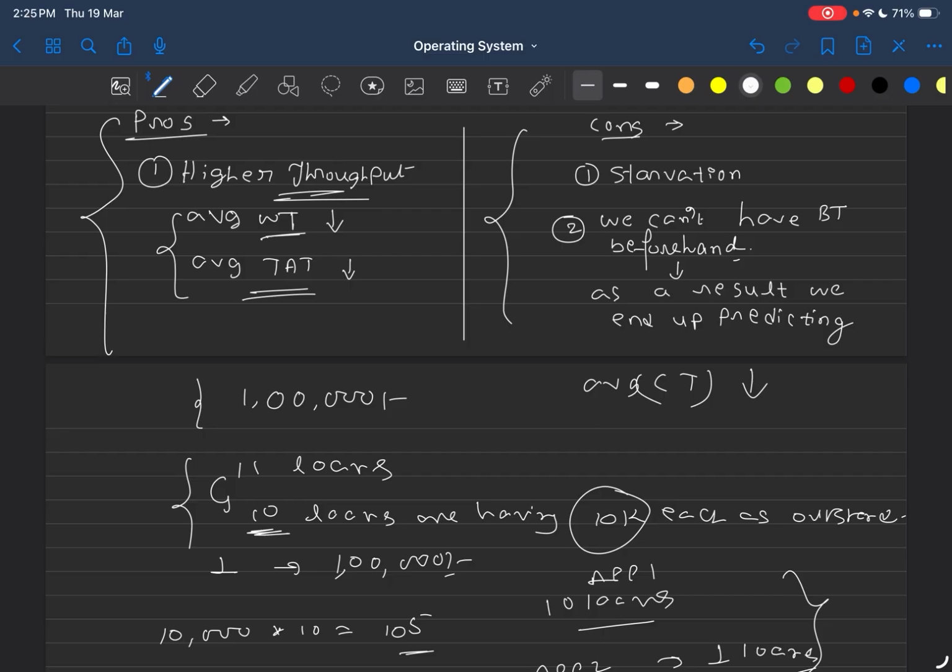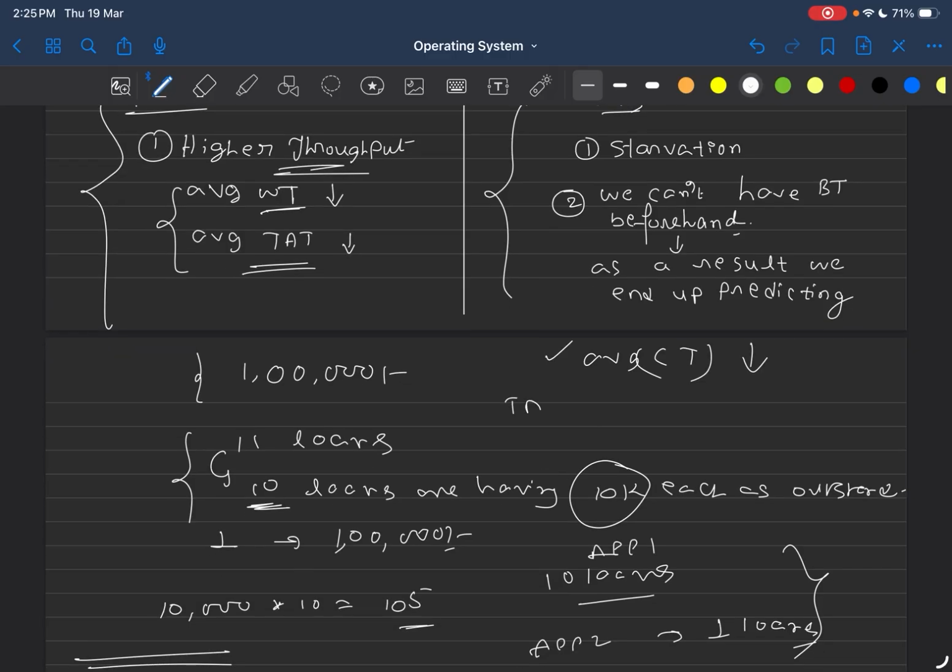Why so? Because you are always picking small processes. Small processes get finished early, and as a result a new process is scheduled early, and as a result that new process is also finished early. So the average completion time will be reduced. We know that turnaround time equals completion time minus arrival time. If completion time reduces, and arrival time is constant, then turnaround time will automatically reduce. So if your average completion time reduces, your average turnaround time will also be reduced.